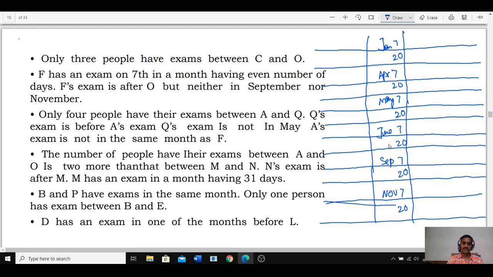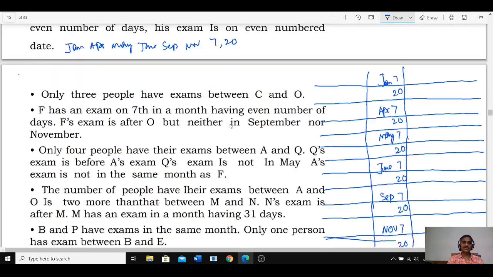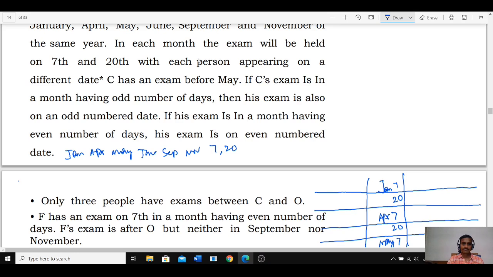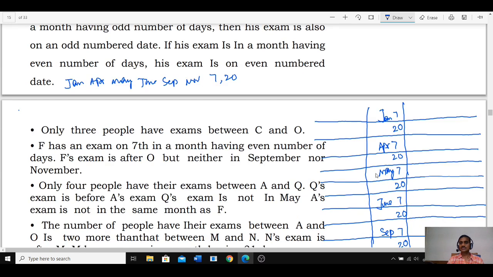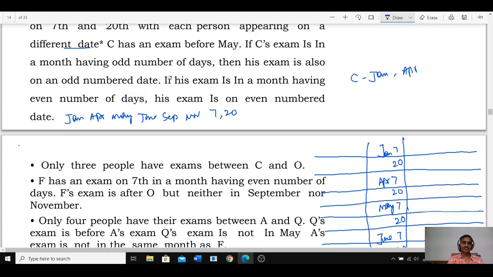Then condition number 1. Now we need to identify who is having examination on which date. And 7th and 20th, each person appearing on a different date. C has an exam before May. C before May means C must be either in the month of Jan or in the month of April. C is having an exam before May.